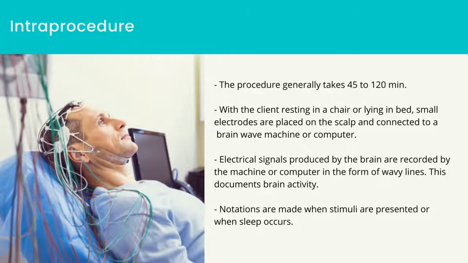With the client resting in a chair or lying in bed, small electrodes are placed on the scalp and connected to a brainwave machine or computer. Electrical signals produced by the brain are recorded by the machine or computer in the form of wavy lines. This documents brain activity. Notations are made when stimuli are presented or when sleep occurs. Flashes of light or pictures can be used during the procedure to assess the client's response to stimuli.